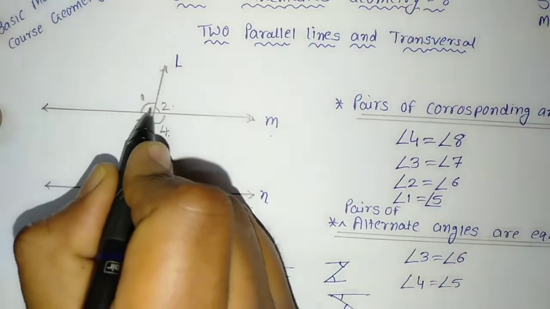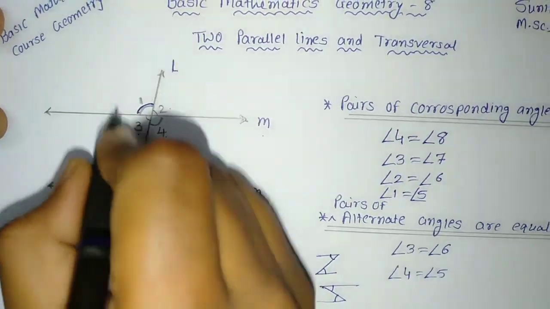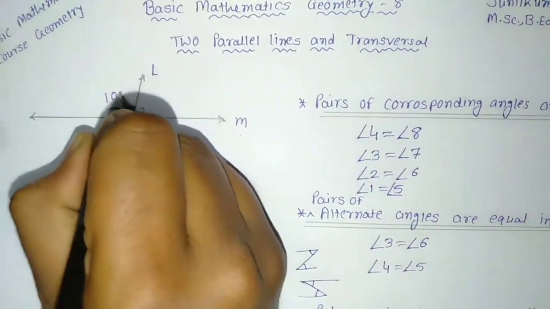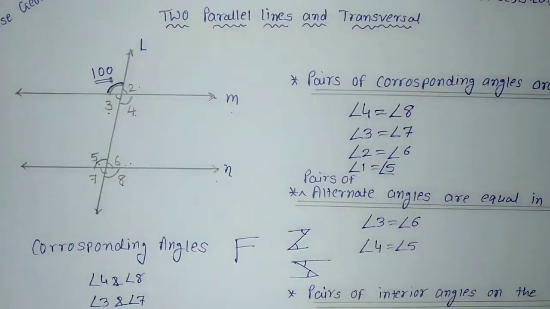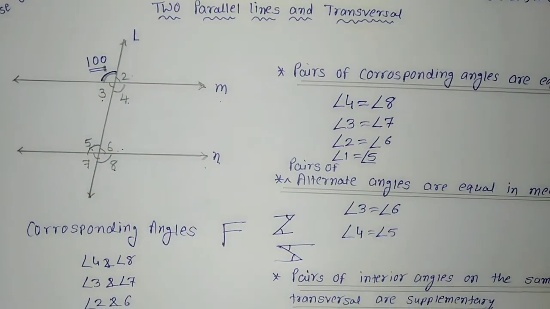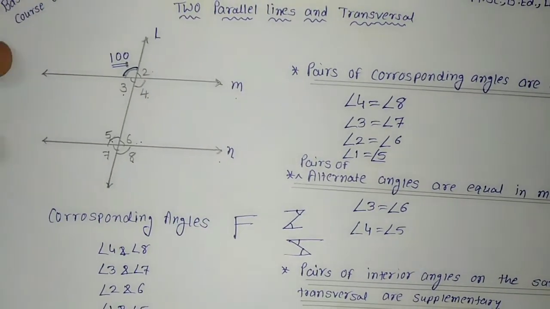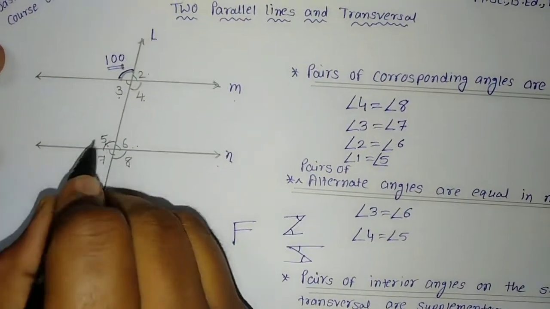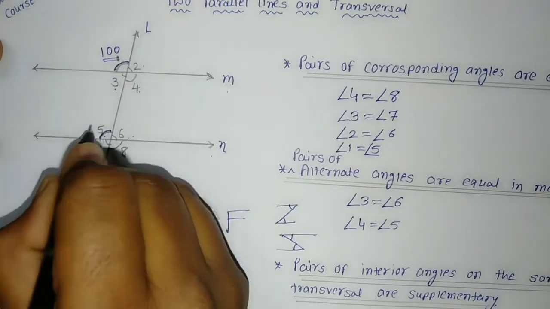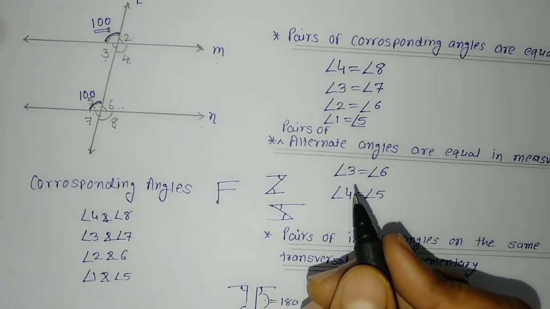Suppose this angle is angle 1, we will start with angle 1. Let me say this angle is 100, just for the example. Then, as I said, the corresponding angles would be equal. A pair of corresponding angles: this is 100, then this is 100. So this angle 5 would be 100 definitely, as we said.